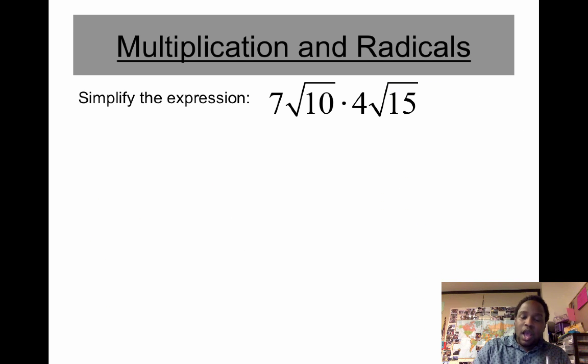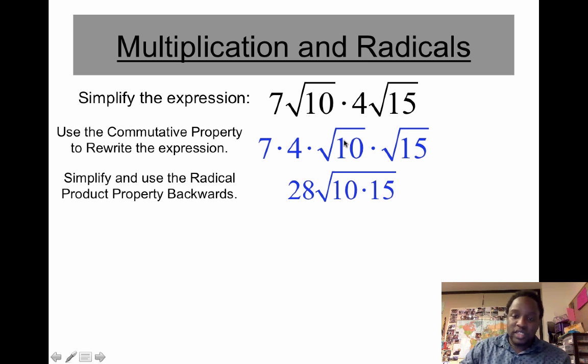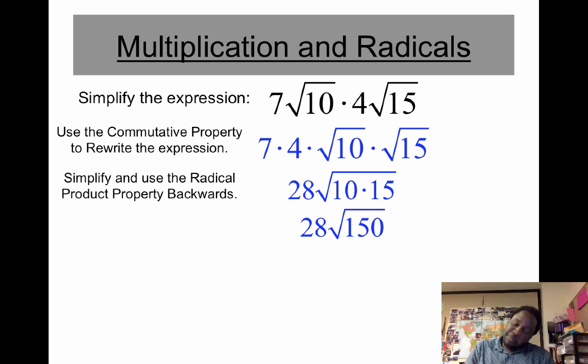So multiplying, when we multiply radicals, basically this is a long multiplication problem. It's 7 times radical 10 times 4 times radical 15. So we only really multiply together things that are outside of the radical and things that are inside the radical. So we'll multiply 7 times 4, and we'll multiply radical 10 times radical 15. So we'll get 28 times radical 150. And then we will simplify and bring out whatever we can.